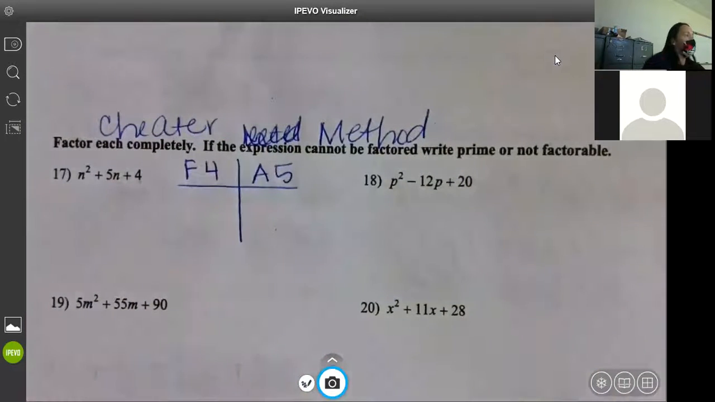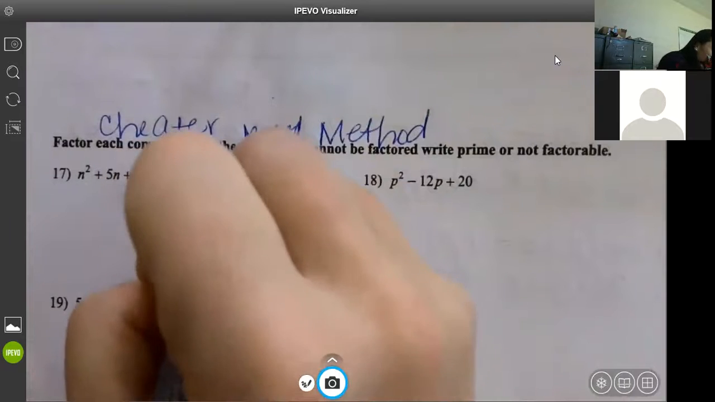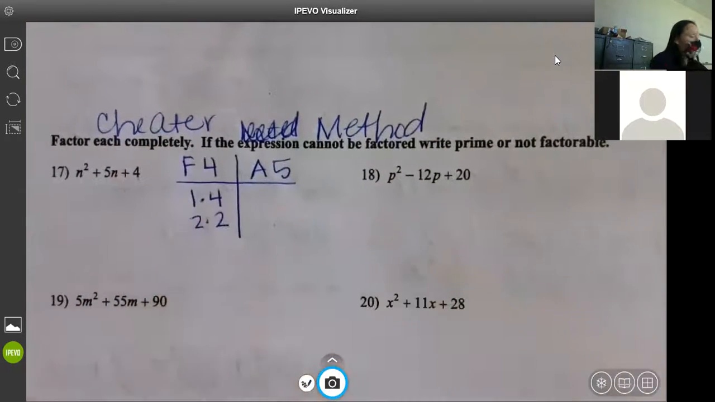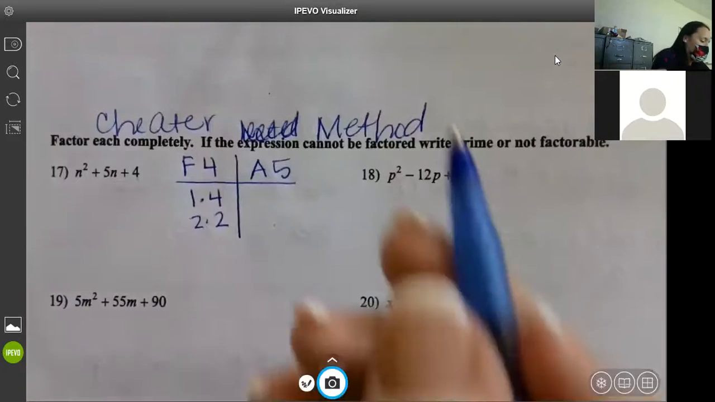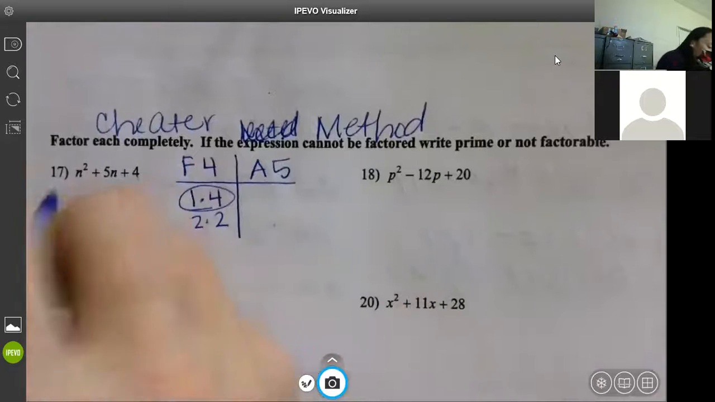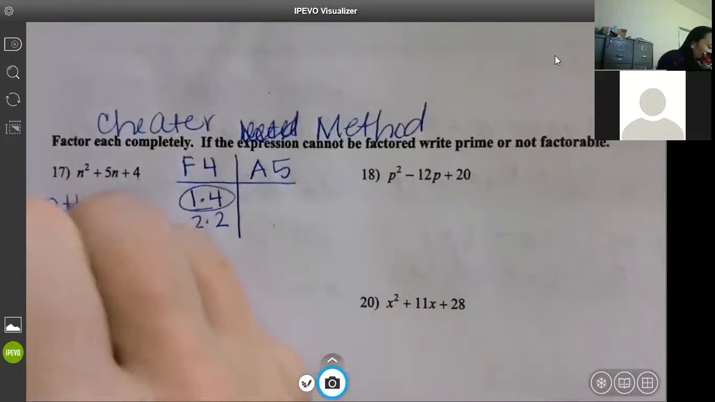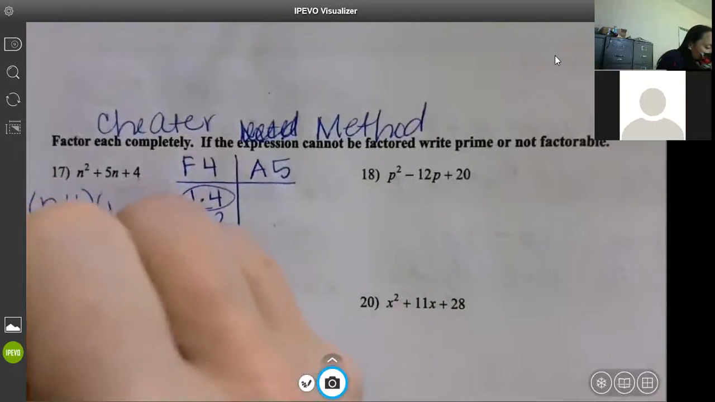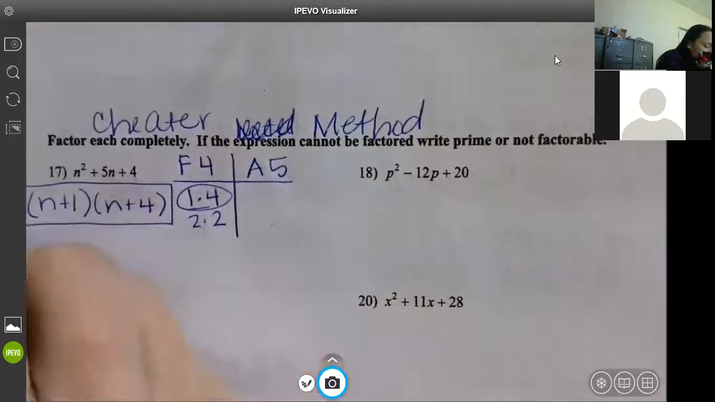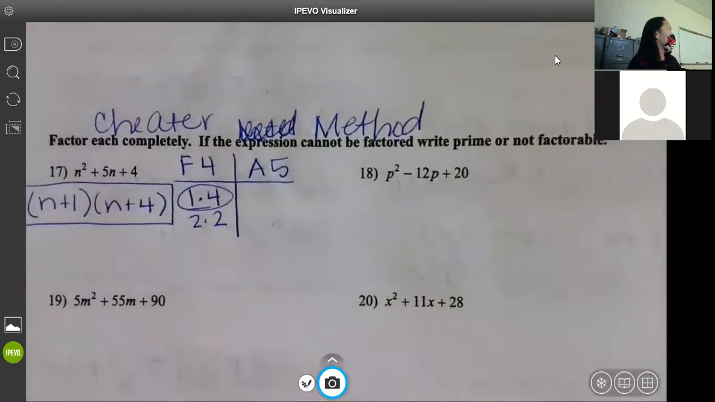These are all positive, so the 4 is positive and the 5 is positive. So your factors of 4 are 1 and 4 and 2 and 2. Which set adds to 5? 1 and 4, right? So you use your variable, and we had a positive 1 as a factor, your variable, and a positive 4 as a factor. That's it. Don't make it more complicated than what it is.